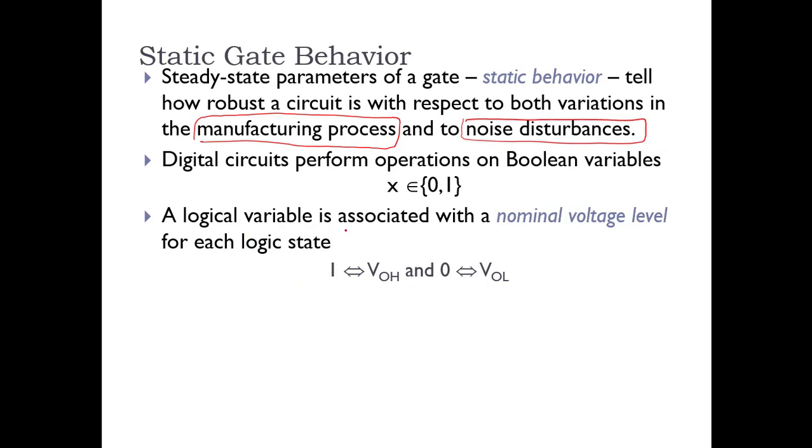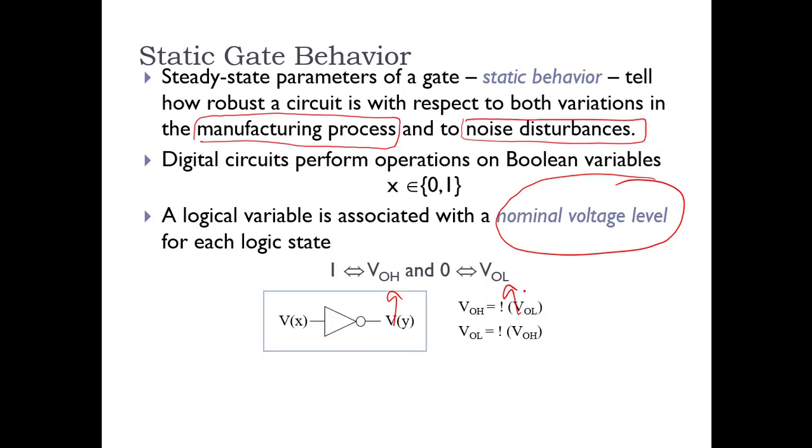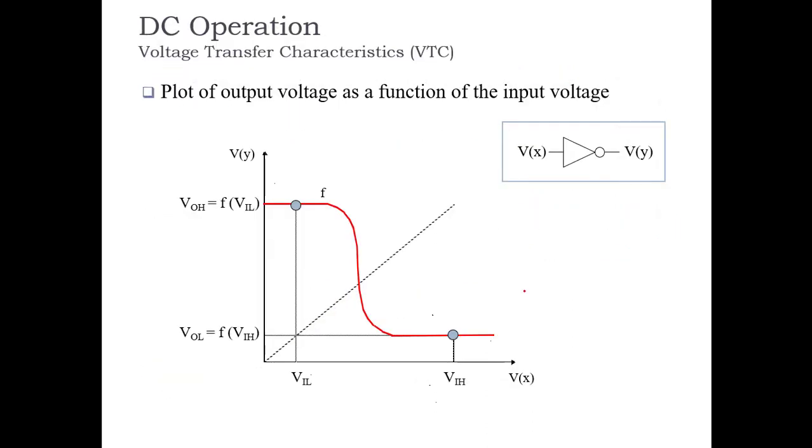Okay, so let's see how these variations are dealt with. A logical gate deals with them using voltage levels, so nominal voltage level. Let's see what that means. I will explain what this VOH and VOL are in the next slide. Okay, let's go to the next slide.